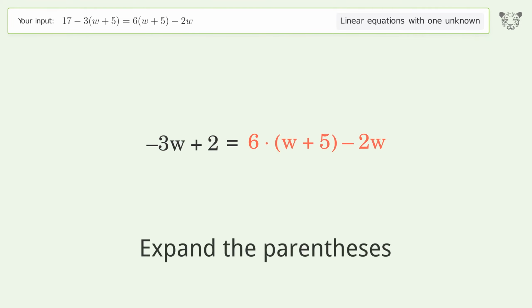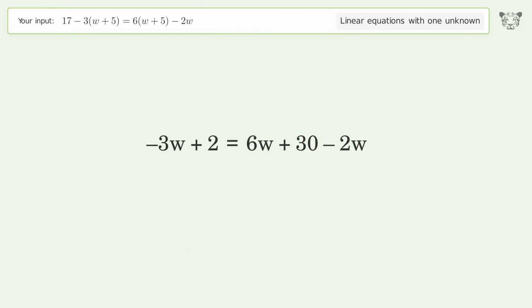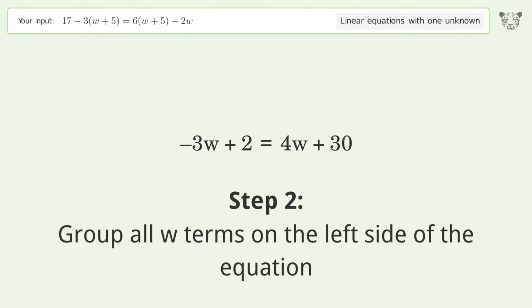Expand the parentheses. Simplify the arithmetic. Group like terms. Simplify the arithmetic. Group all w terms on the left side of the equation.